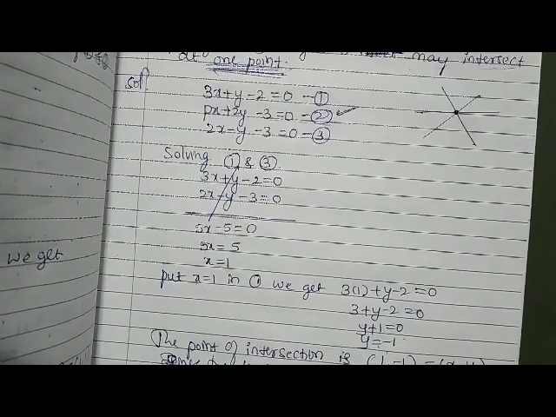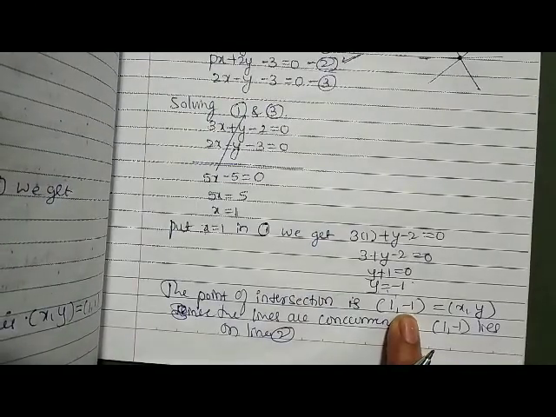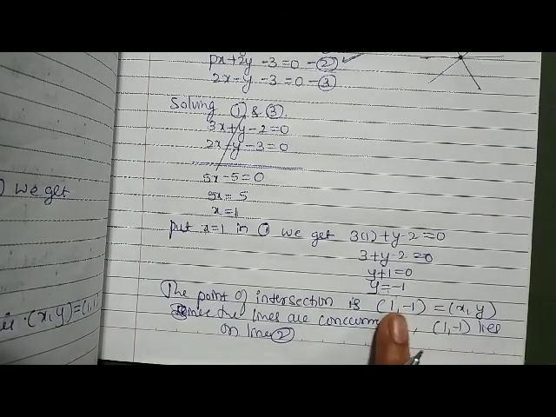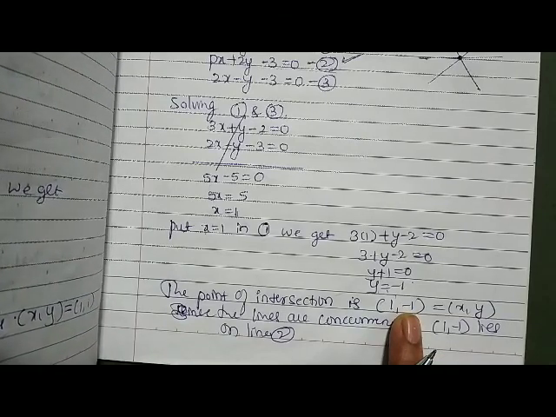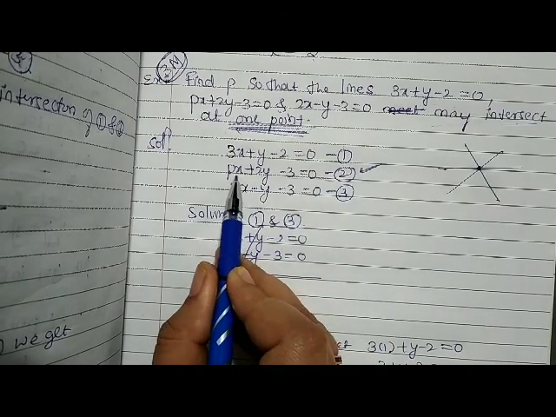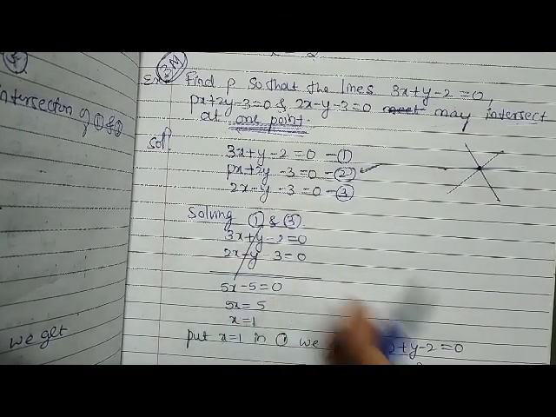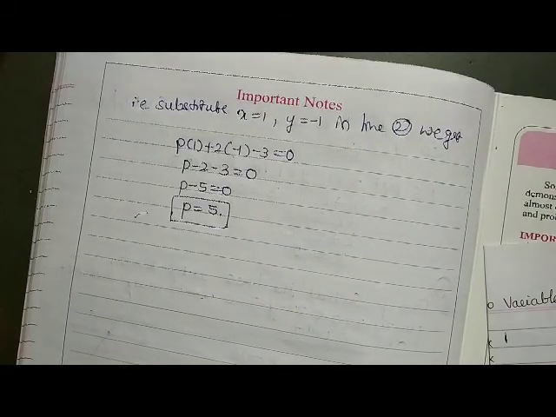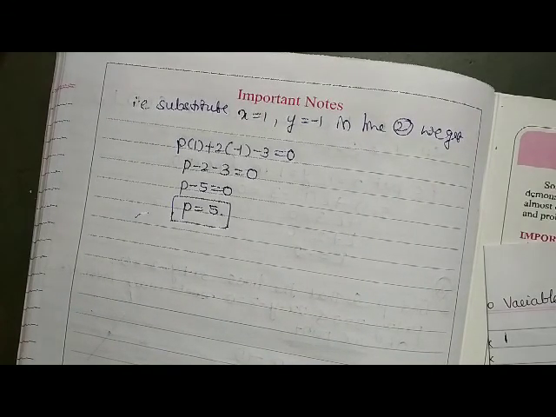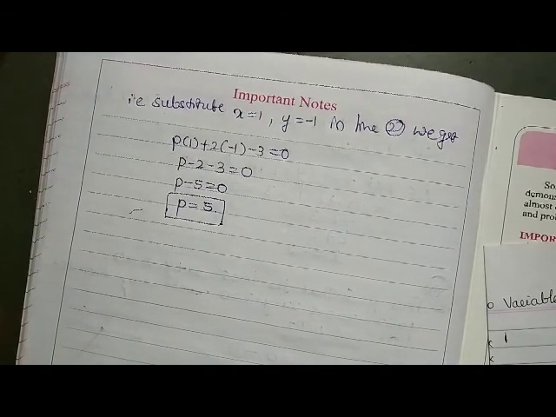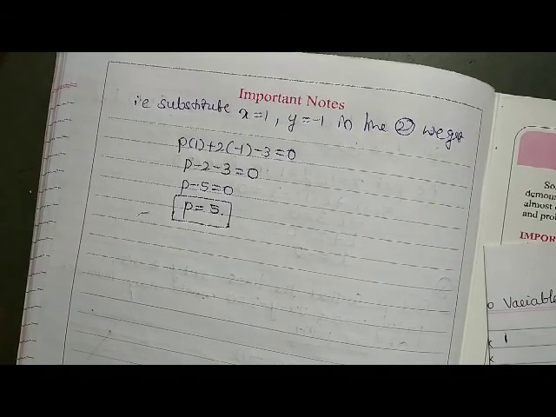Since the lines are concurrent, that point lies on the line 2. So, put x is equal to 1 and y is equal to minus 1 in line 2. That line 2 is px plus 2y minus 3 is equal to 0. Therefore, we have p into 1 plus 2 into minus 1 minus 3, which is equal to 0. Therefore, p minus 2 minus 3 is equal to 0. P minus 5 is equal to 0. Therefore, p is equal to 5. Okay. So, value of p is 5.